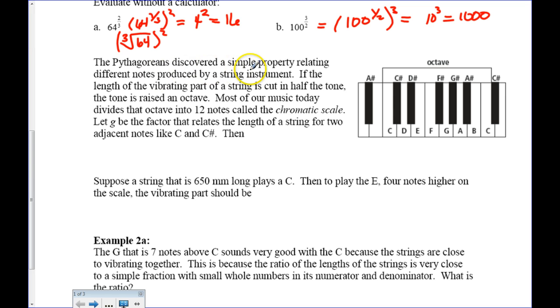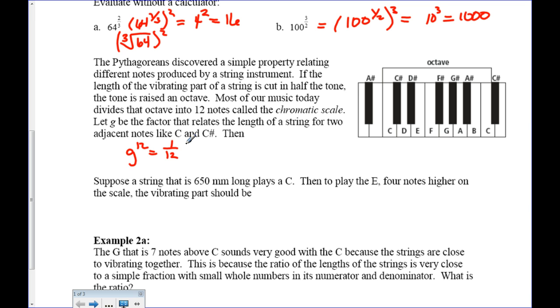The Pythagoreans discovered a simple property relating different notes produced by string instruments. If the length of the vibrating part of the string is cut in half, the tone is raised an octave. Most of our music today divides the octave into 12 notes, called a chromatic scale. Let G be the factor that relates the length of the string for two adjacent notes like C and C sharp. So then, we can write this: G to the 12th is equal to 1/12 of the scale.